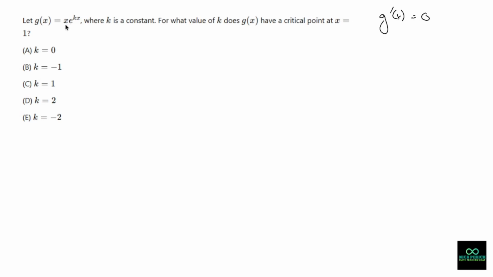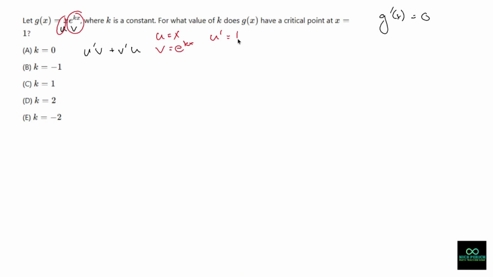Since g of x is x times e to the kx, this is going to involve the product rule. Product rule is u prime v plus v prime u. So if I label u as x and v as e to the kx, u would be x, v would be e to the kx, right?